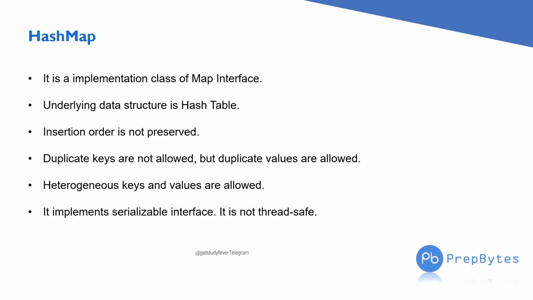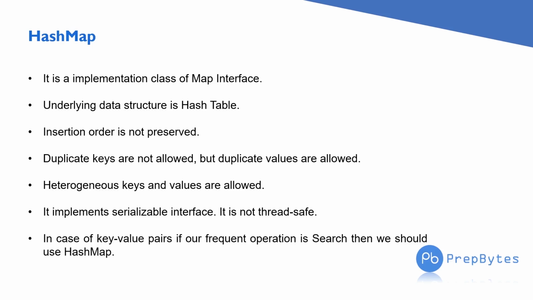Next point, it implements the serializable interface. It is not thread safe. This point is in multi-threading, so we will discuss in multi-threading what is serializable and what is thread safe. Just in case someone asks you, you can tell them that hash map implements the serializable interface and it is not thread safe.